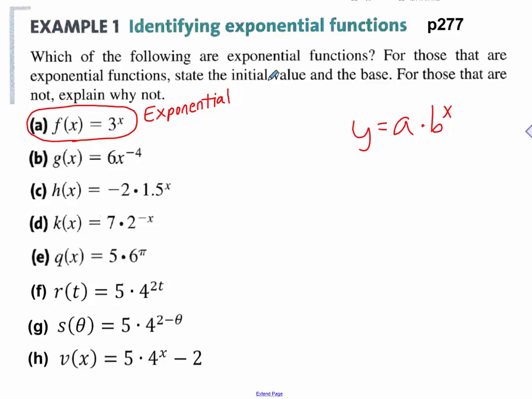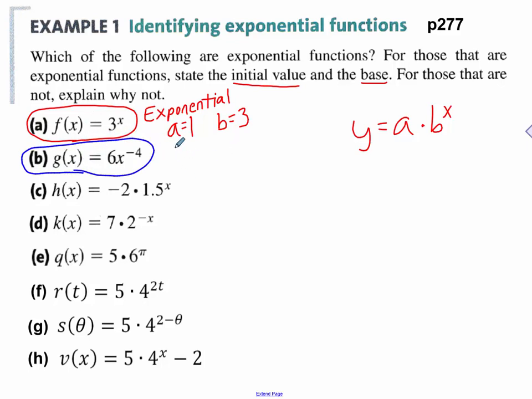And in this case, the initial value, represented by a, was 1, and the base, represented by b, is 3. All right, simple enough start. Let's look at exercise B.